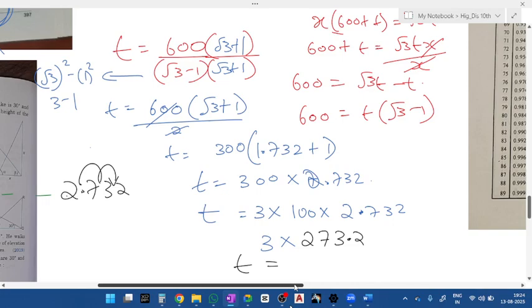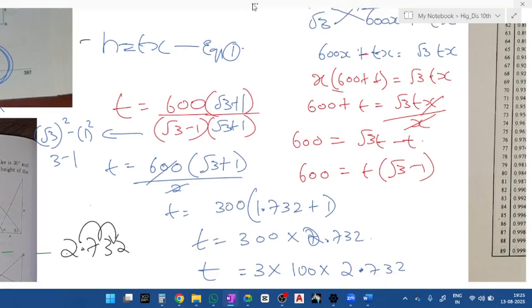All of you will complete this and tell me the answer, students. Start from here.